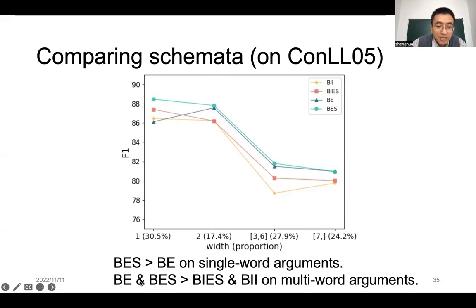So the results are very, very clear, persuading and convincing. And B and BS are better than BIES and BRI. With this one, it's very clear. If we had done this before, it would be very clear that we should try BES. So sometimes we should draw pictures and do a lot of analysis while we make progress on our idea.